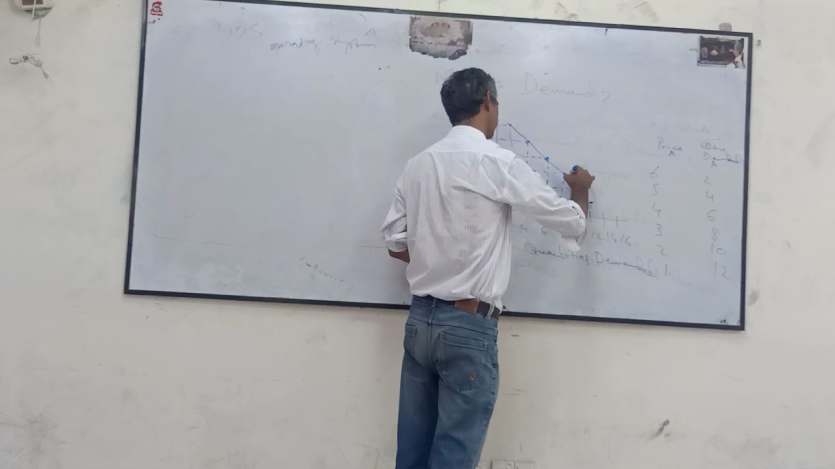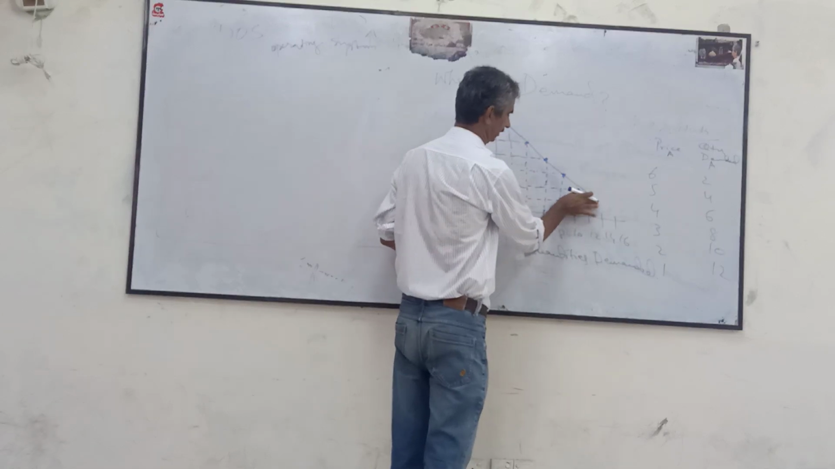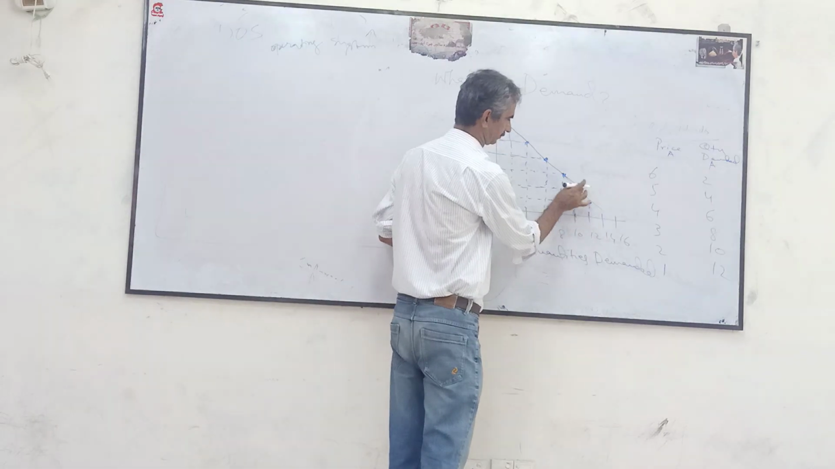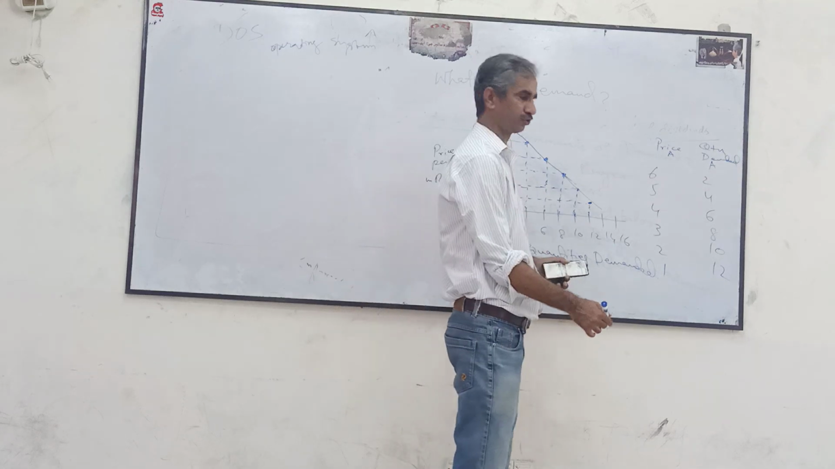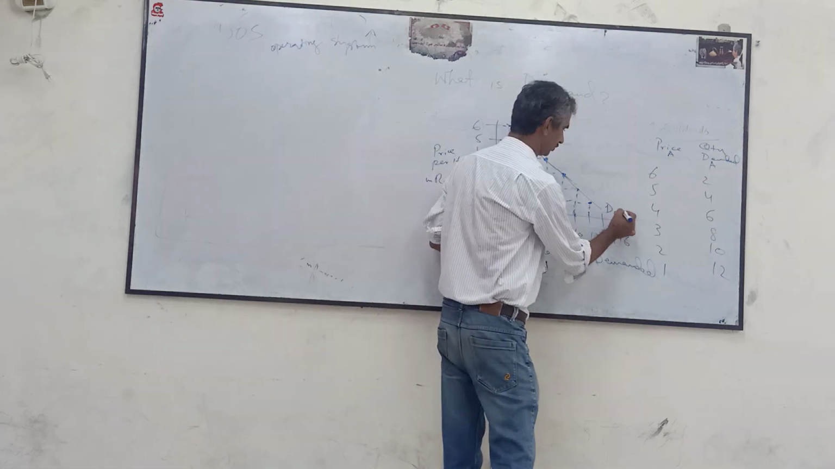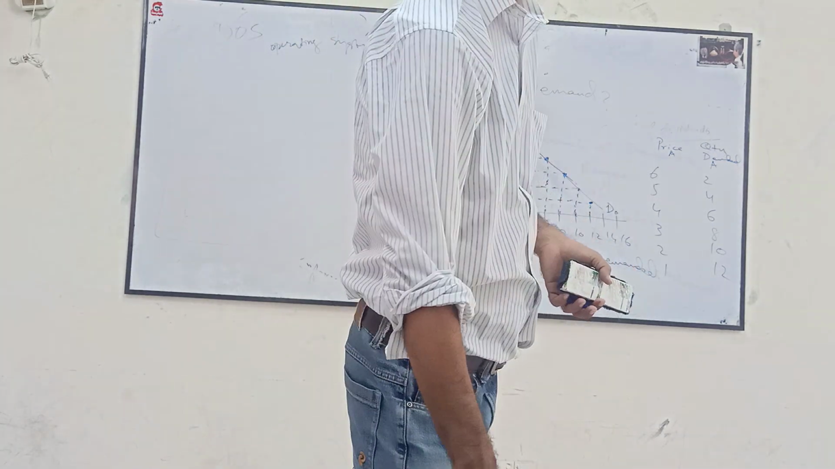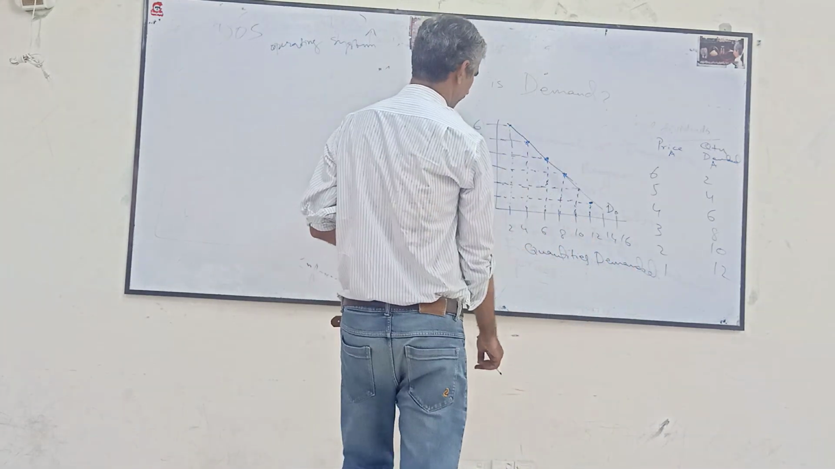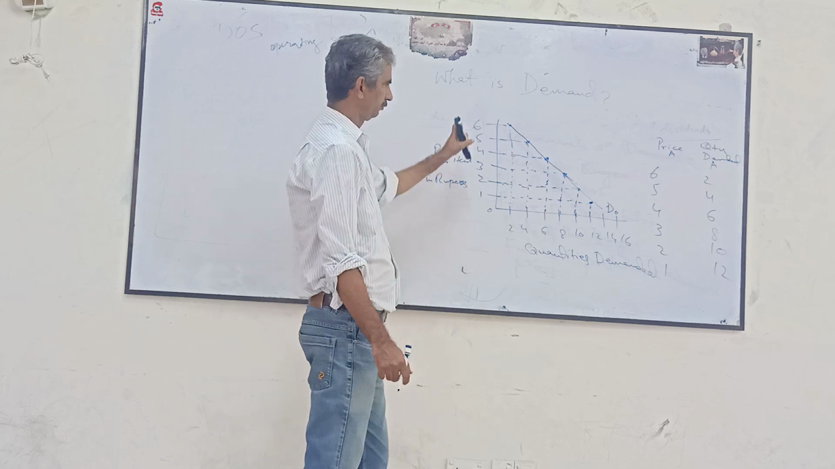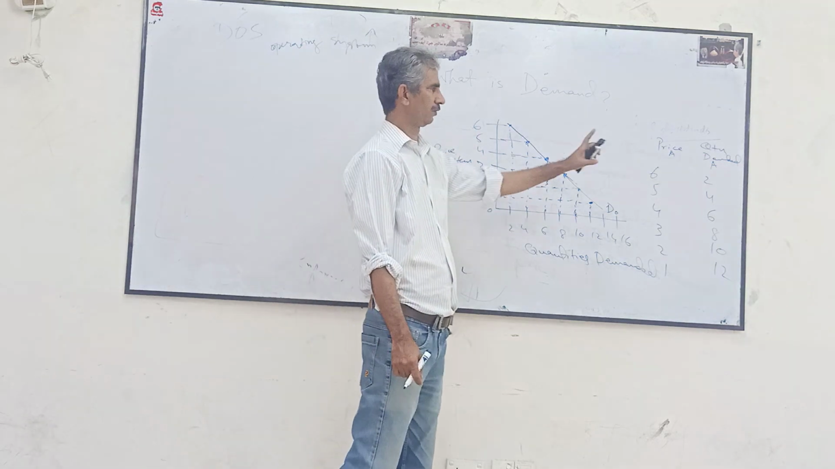So when we connect these points, we have the demand line. This is the actual demand line. We show this line as D0. So then we have drawn this graph.